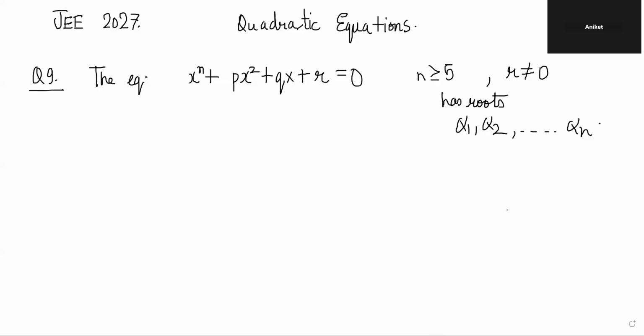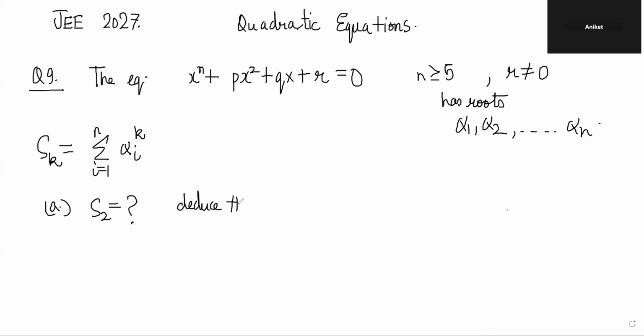Now you are denoting by Sk the sum of the powers of the roots, each of those roots to the power k. Sk means alpha 1 power k plus alpha 2 power k till alpha n power k. First part is find S2 and deduce that the roots cannot all be real.